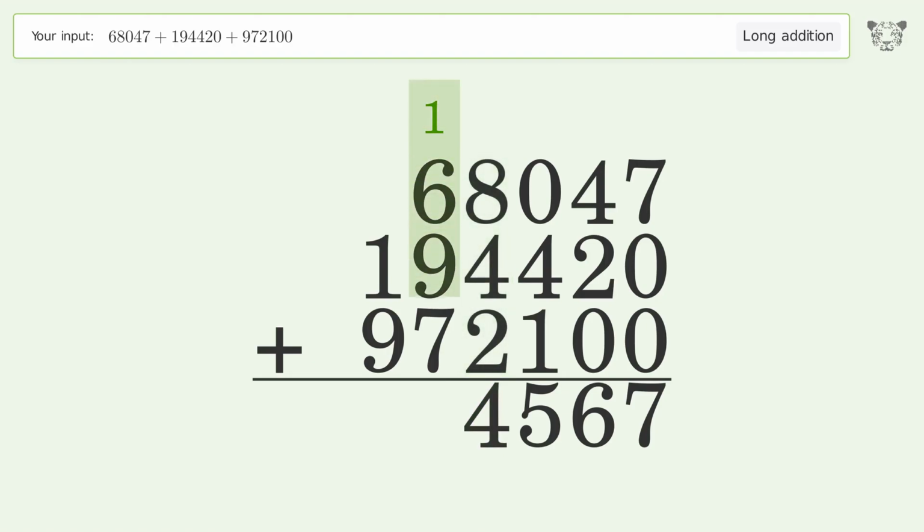1 plus 6 plus 9 plus 7 equals 23. Carry 2 to the 100,000s place. 2 plus 1 plus 9 equals 12. Carry 1 to the millions place. Write 1 in the millions place, and so the final result is 1,234,567.